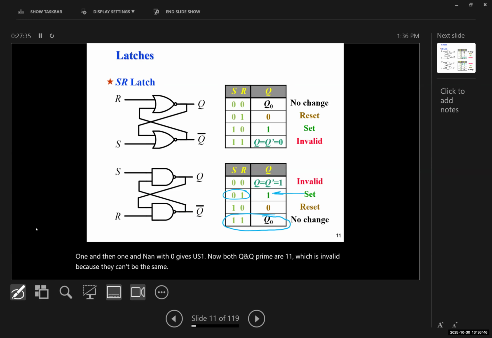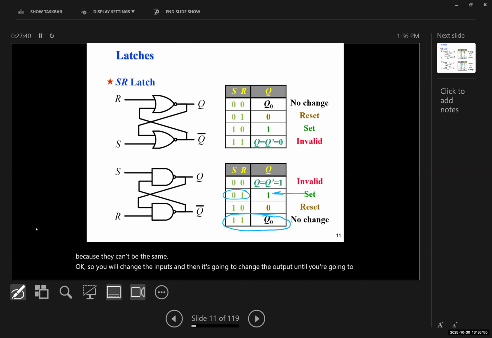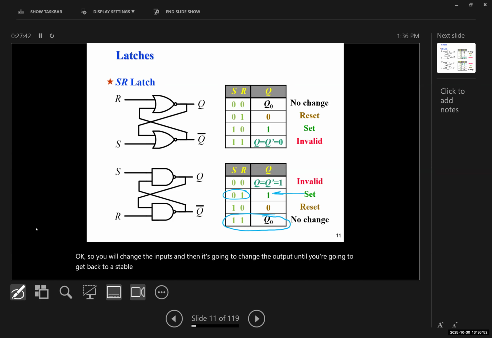So you would change the inputs, and then it's going to change the output until you get back to a stable point. Do you want me to solve another one, or? Yes?